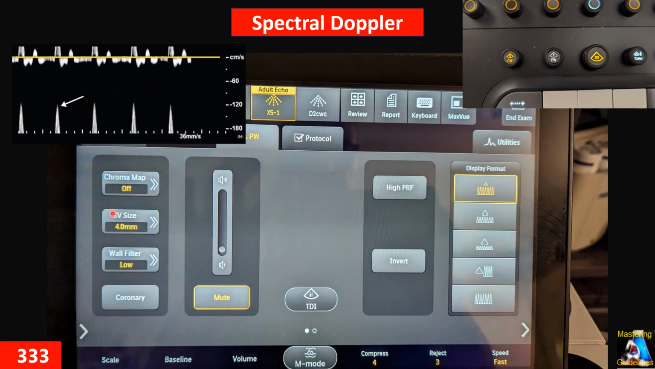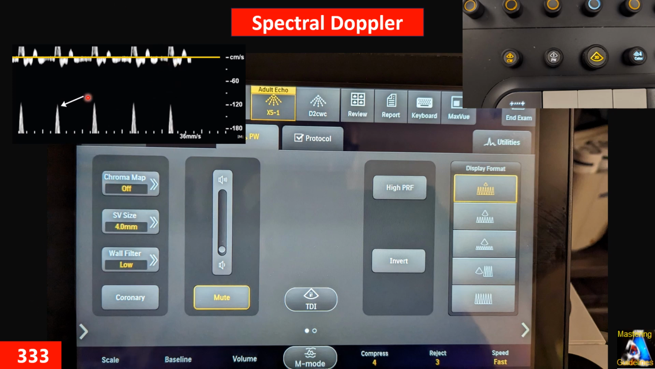With these two, baseline and scale, we fix our Doppler. General rules: the size of our Doppler should fill two thirds of our background, and in each frame we have to see at least 2 beats, better 3 beats. So that is the general rule for optimizing scale and baseline.